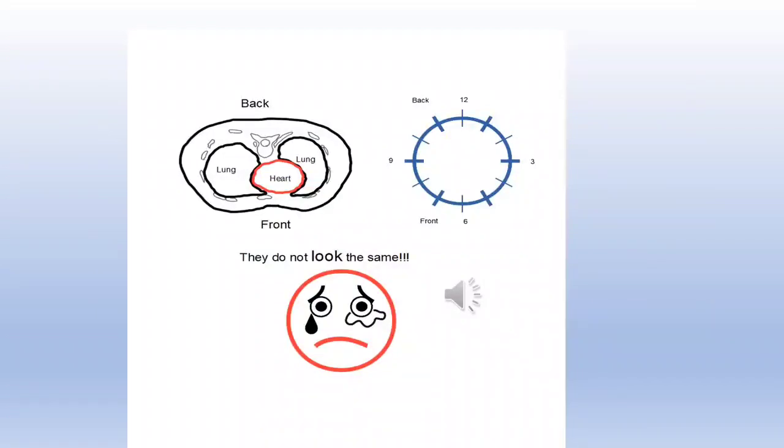Now look at the top left, there's a schematic drawing of our cross section. Excuse me for this rough drawing, I'm not very good at computer graphics, but this is a rough idea of the cross section in the thorax. Compare it to the top right, the clock. It doesn't match, and it doesn't look the same. So that troubles us a lot.